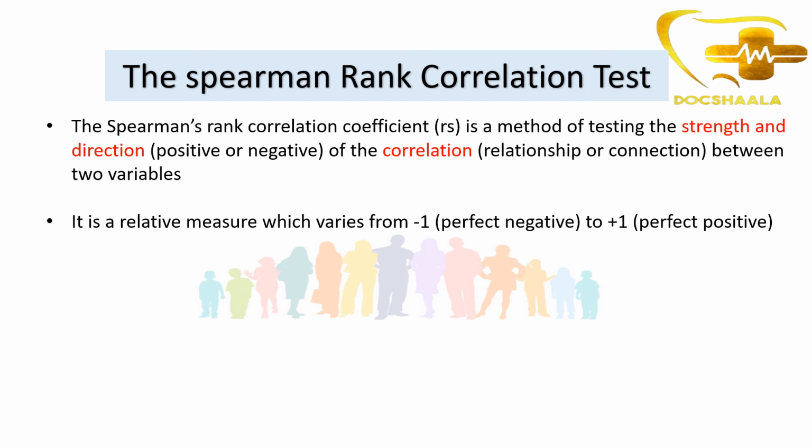Then coming to the Spearman rank correlation test. The Spearman's rank correlation coefficient, this is the symbol with which we depict it, is a method of testing the strength and direction, like whether it is positive or negative, of the correlation, relationship or connection between 2 variables. Okay, so we have only 2 variables. We only measure the direction and strength, whether it is positive or negative. So this will depict the correlation. It is a relative measure which varies from -1, which is a perfect negative, to +1, which is a perfect positive.